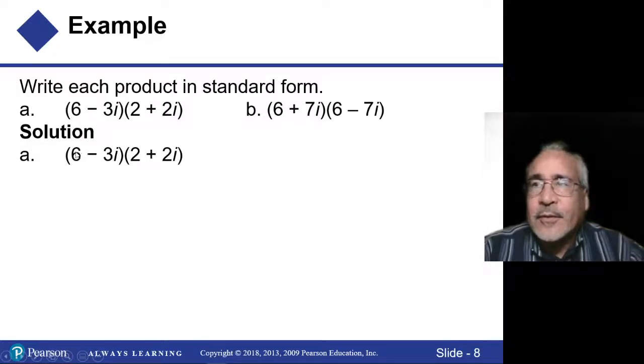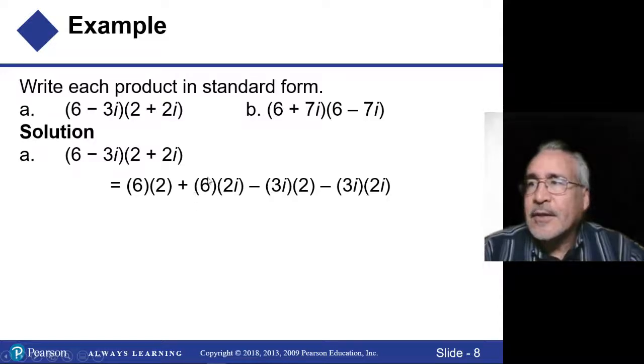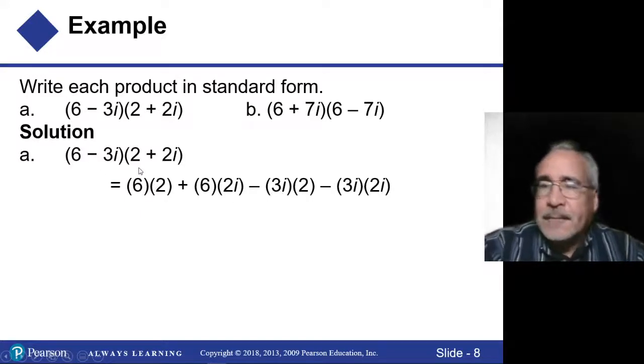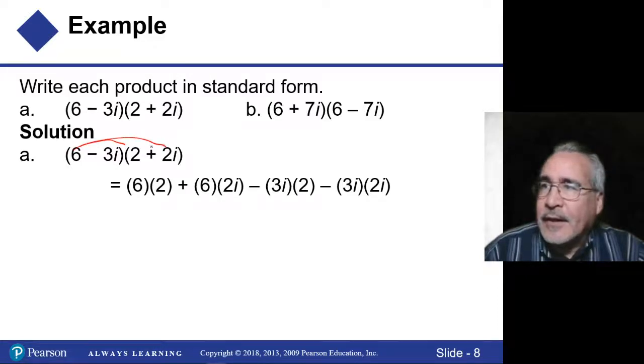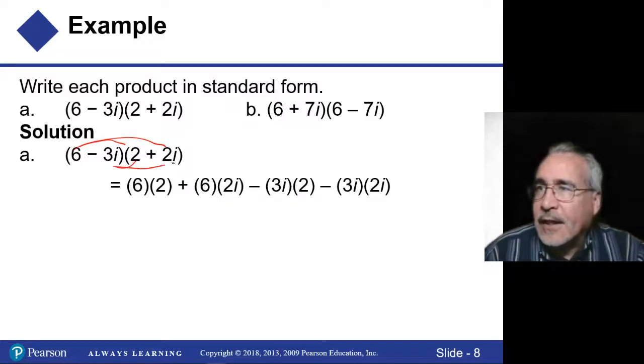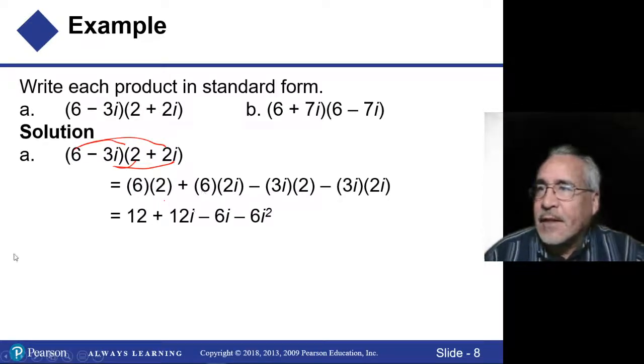So we FOIL. We're going to get 6 times 2 and then 6 times 2i. Minus 3i times 2 and minus 3i times 2i. So we had to distribute here. This and this, this and this. So we multiplied everything out. This is going to give us 12, this is 12i, this is minus 6i, and this becomes minus 6i squared.